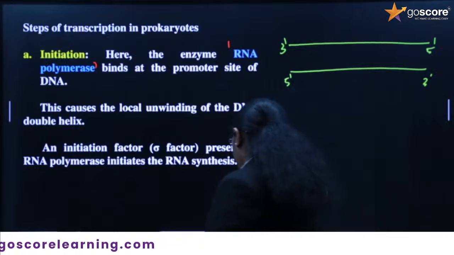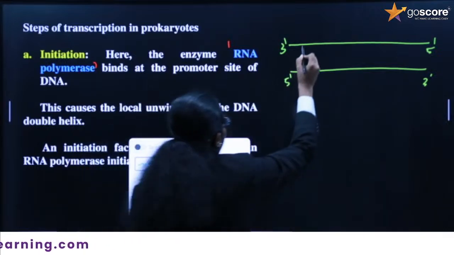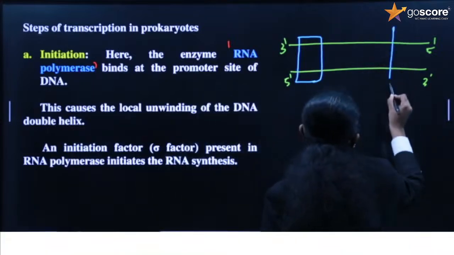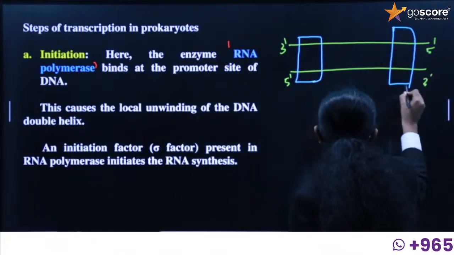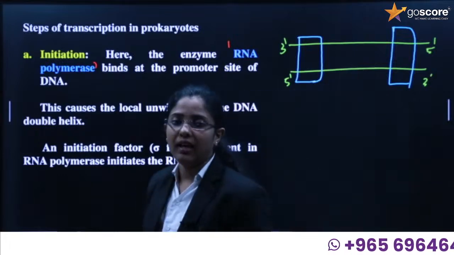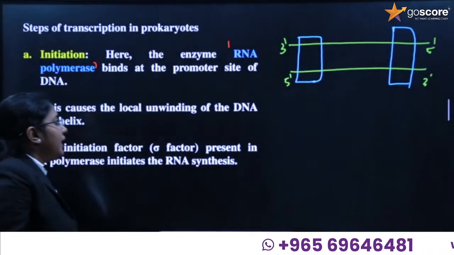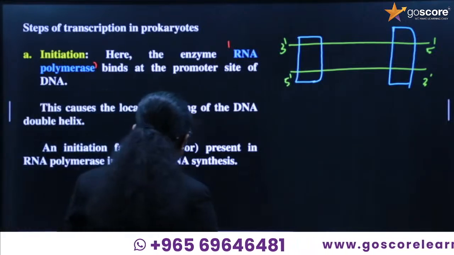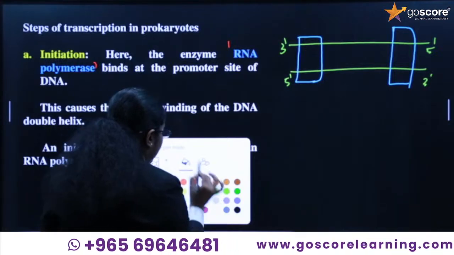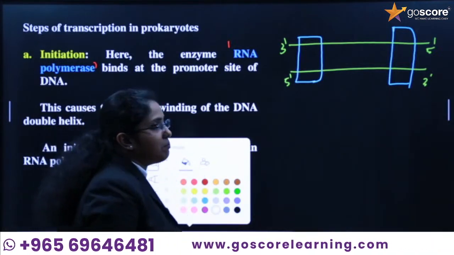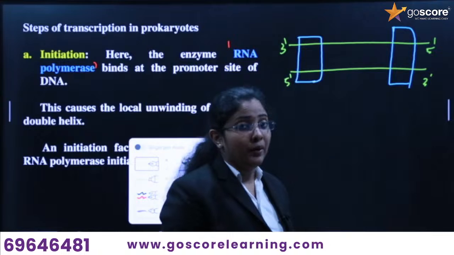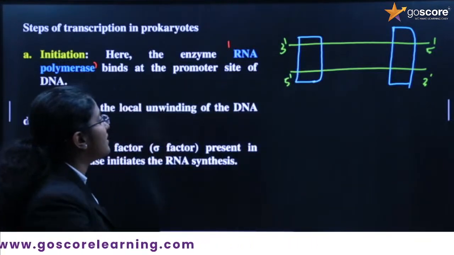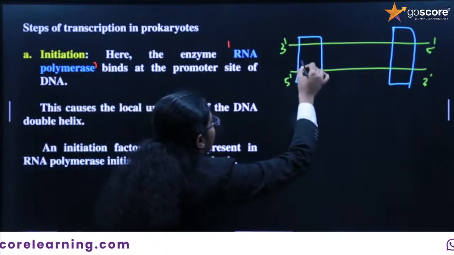You also know that there are two sites there: a promoter site, and a terminator site. In between there is a structural gene. This is the transcriptional unit. So what is initiation, dear students? It is the binding of the polymerase to the promoter site. We can say this is the promoter site.